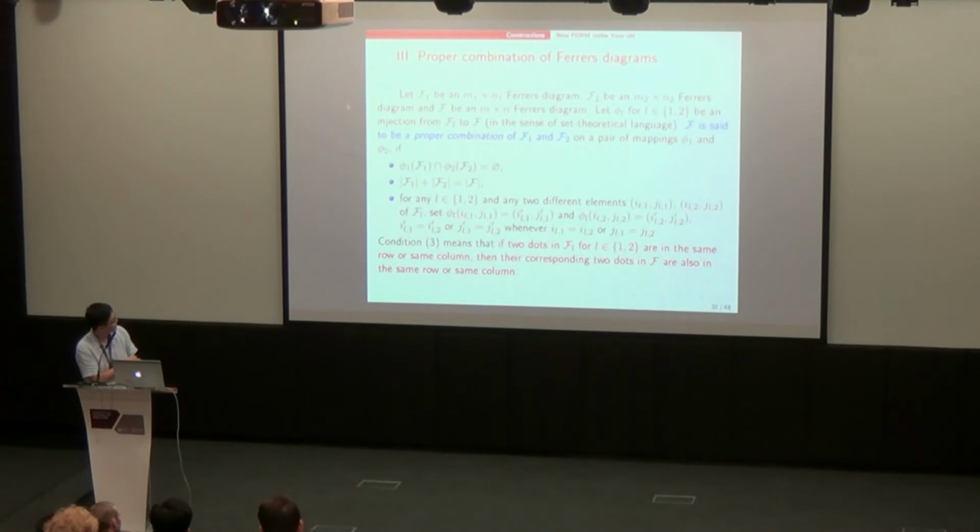Here, the key part is condition 3. In language, condition 3 means that if two dots in F1 and F2 are in the same row or same column, then their corresponding two dots in F are also in the same row and same column. I mean, they can mix, but they must satisfy condition 3.